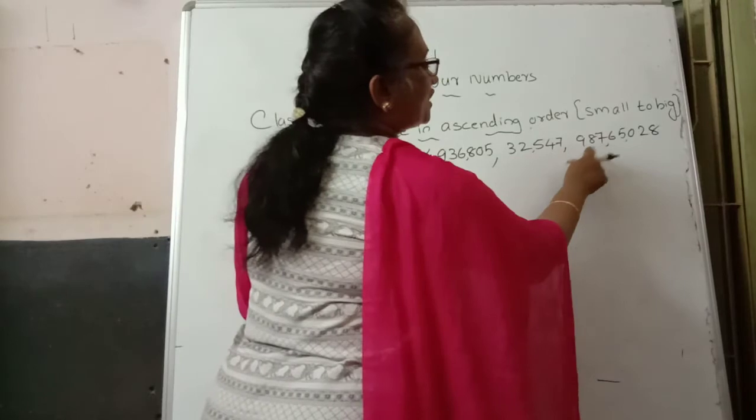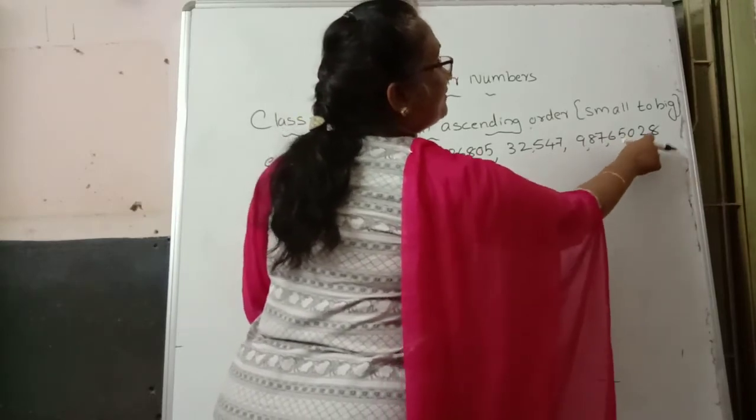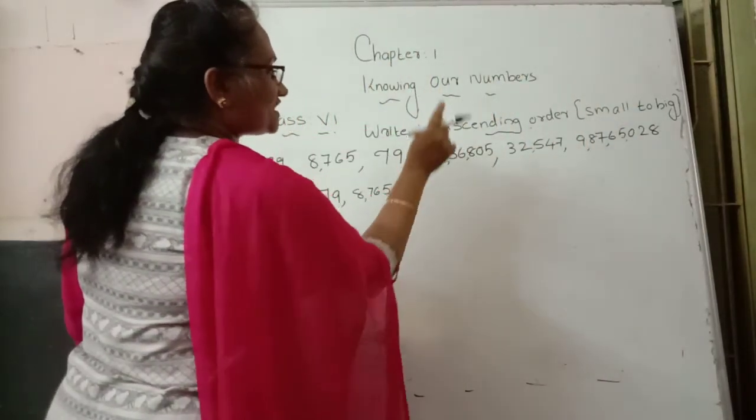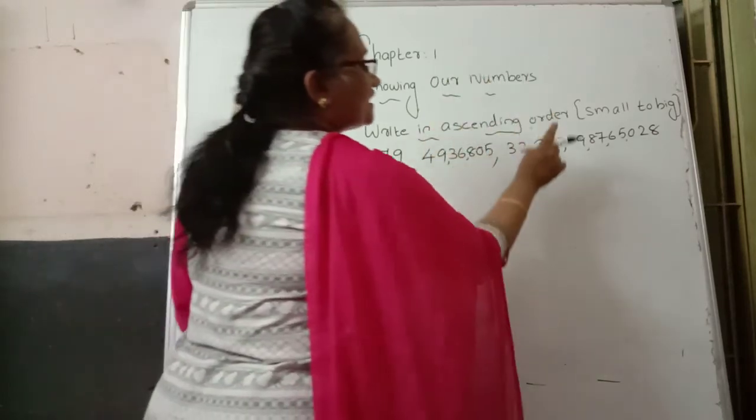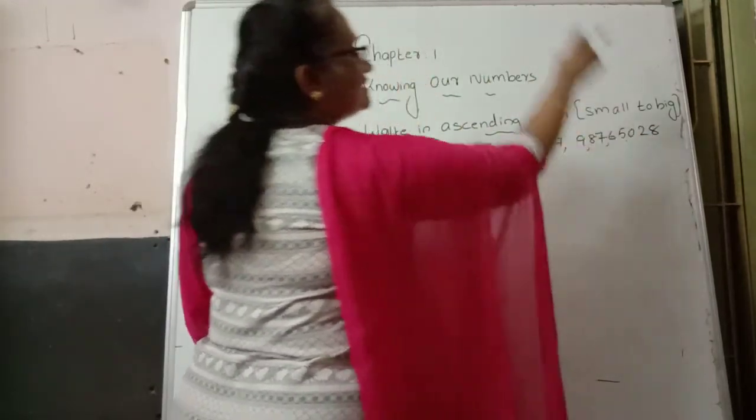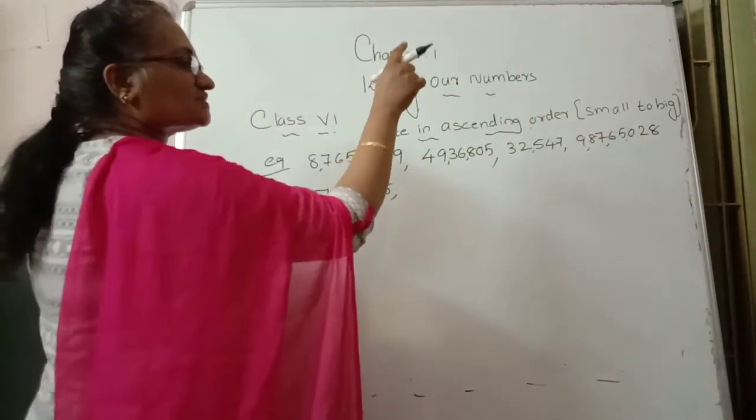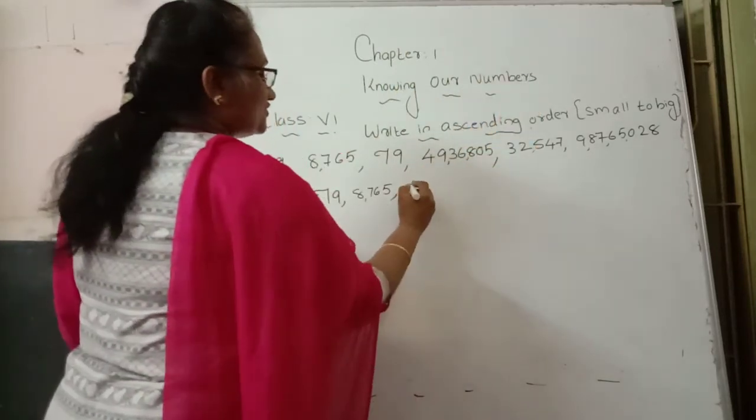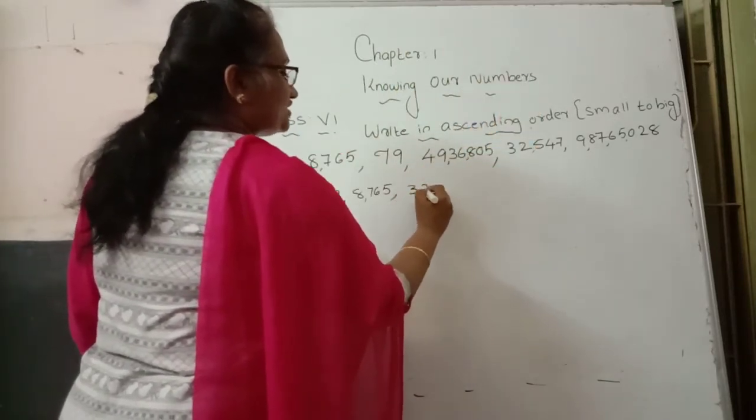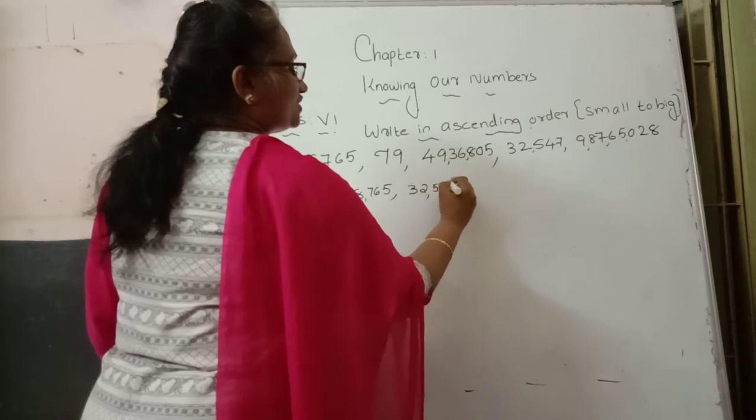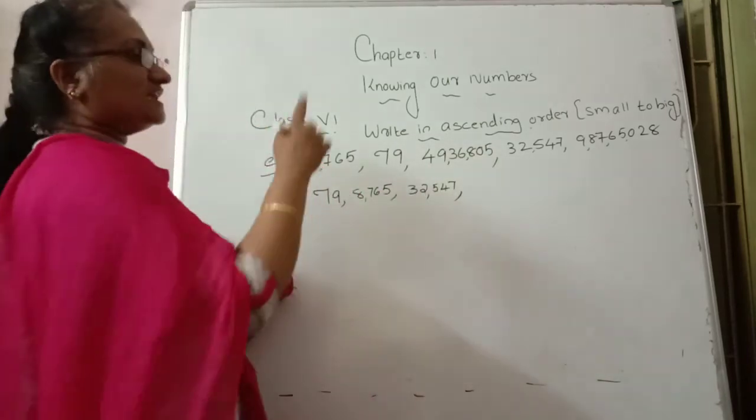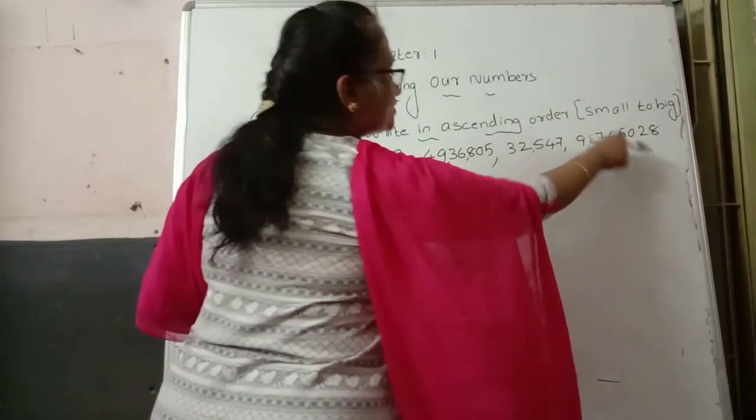Here how many digits? 1, 2, 3, 4, 5, 6, 7, 8 only. Here 7 digits are there, here 5 digits only, here 8 digits are there. So which one first we choose? 5 digit number first we choose, that is 32,547, right, first. Then next remaining these two numbers are there.